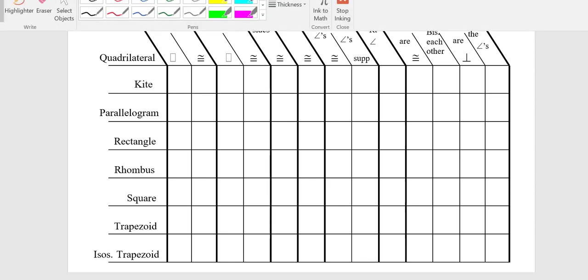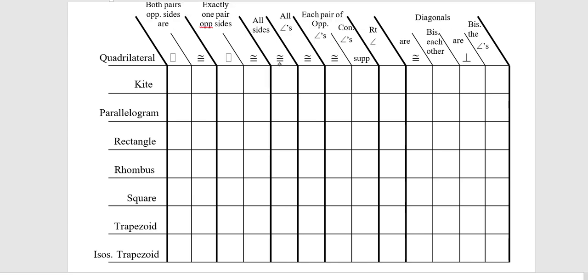Okay, I gave you a moment to pause the video, and now we're back. And so I'm going to go ahead and fill this out. The way you can do this is you can either memorize the different properties of the various quadrilaterals, or you can figure out some of these properties. So here's what I mean.